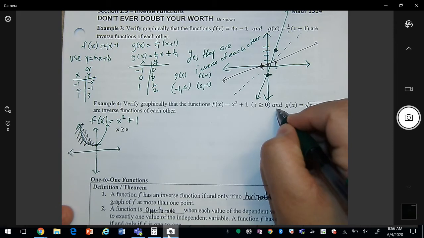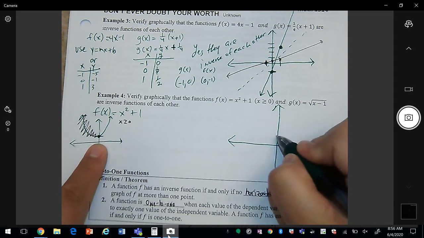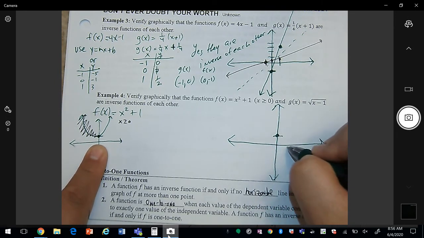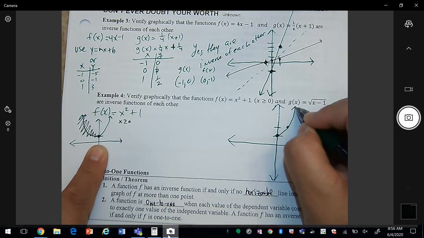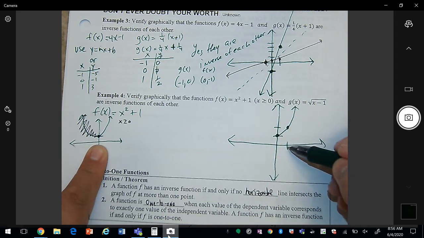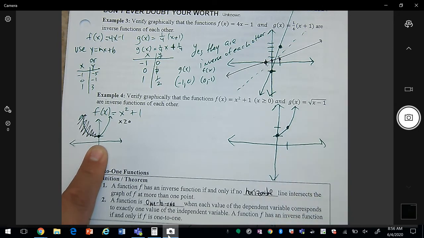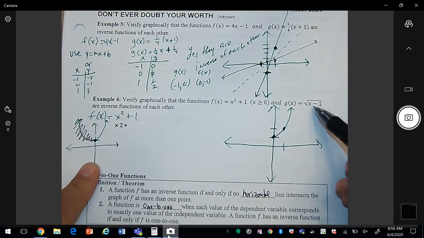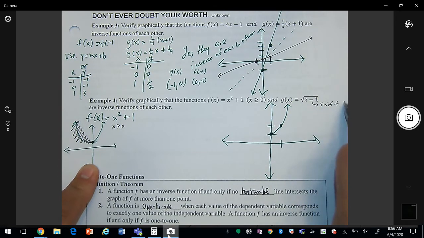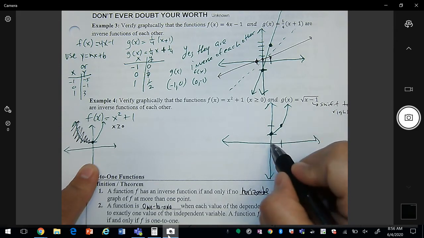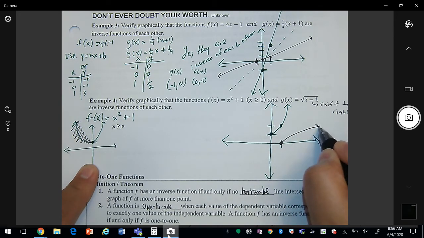Okay, so if I graph this, we're only looking at this point here. That goes like this. To help me, I just plot in another number, 1. 1 squared is 1 plus 1 is 2. Now this one here is the square root, and it's being shifted to the right. So I'm going to move over to the right one, and my graph will look something like this.